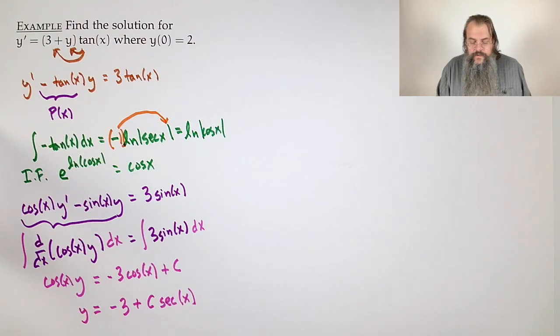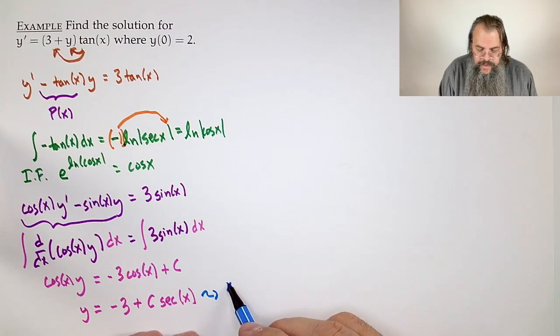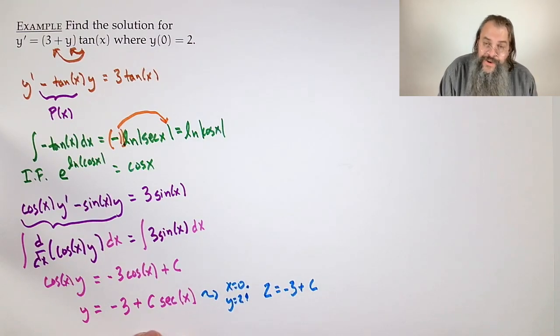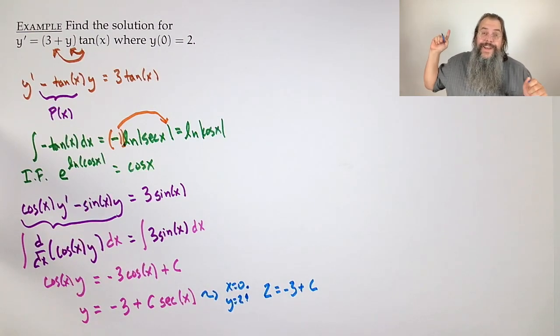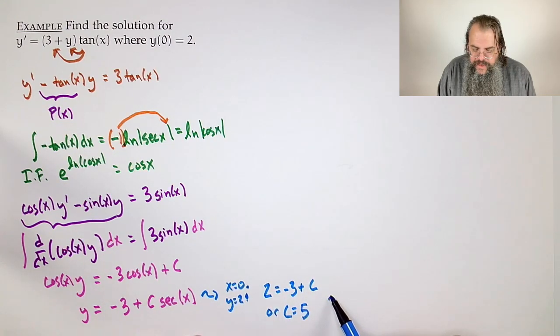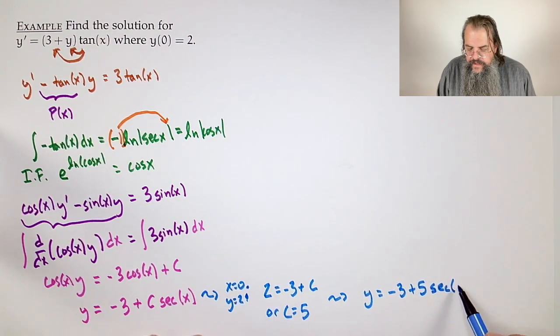The last thing we have to do is say, but we're after a particular solution. So we need to have that when x equals 0, y equals 2. All right, great. So what happens? That says 2 needs to equal negative 3 plus c times secant of 0. And secant of 0 is 1. Okay, so 2 equals negative 3 plus c, or we have that c equals 5. And so we say, aha, now our final answer is y equals negative 3 plus 5 secant of x.